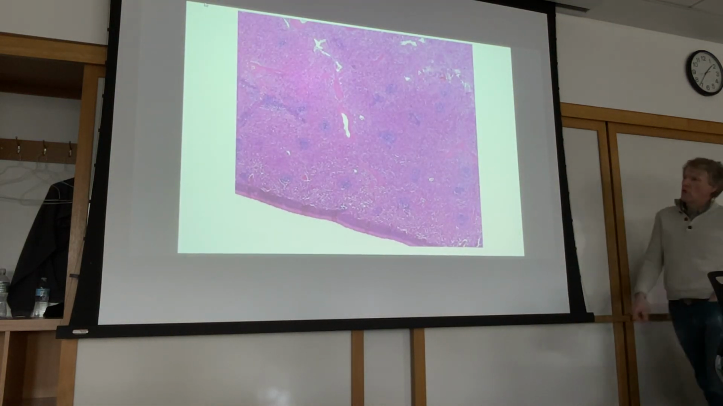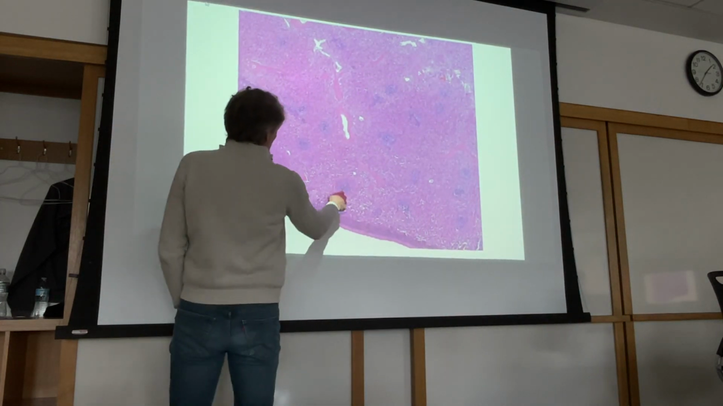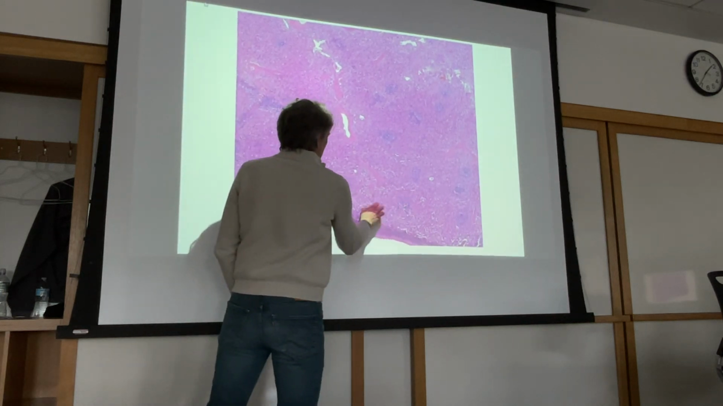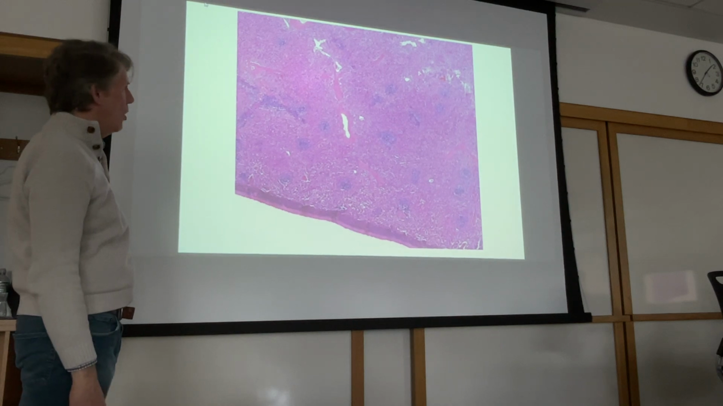This one's maybe a little bit more subtle, but if you squint a little bit, you can make out areas that look a little bit darker blue or darker purple. Those will be pockets of white pulp, and then the intervening areas are going to be the red pulp.